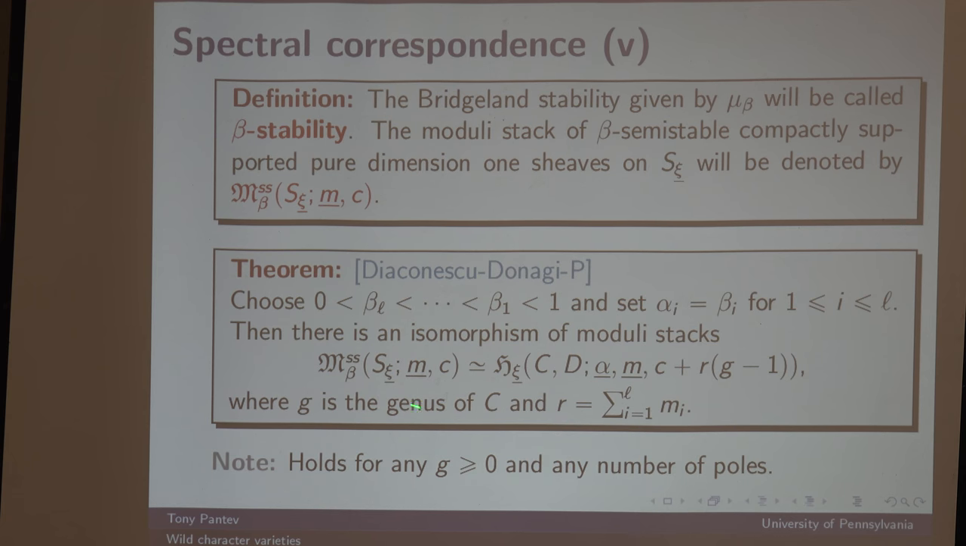the parabolic weights are just defining the coefficients of that B field, the periods of that B field, and the degree is related to the Euler characteristic by a Riemann-Roch shift. So that's the theorem, and it works in full generality for any curve and any number of poles.